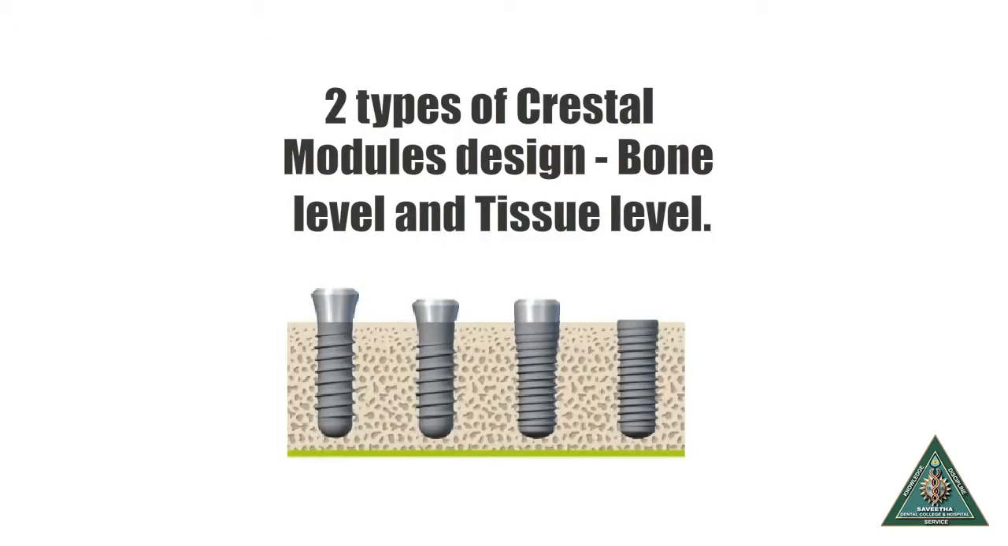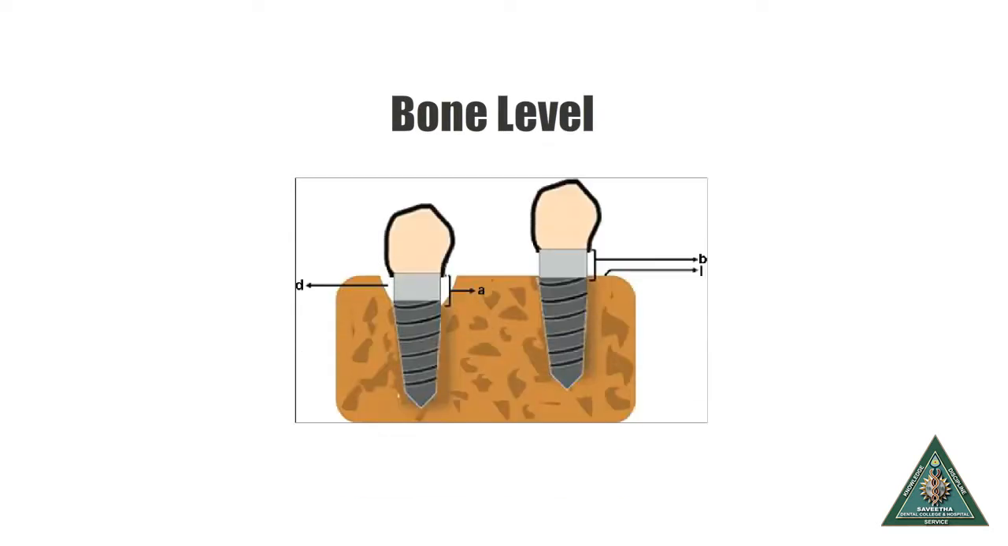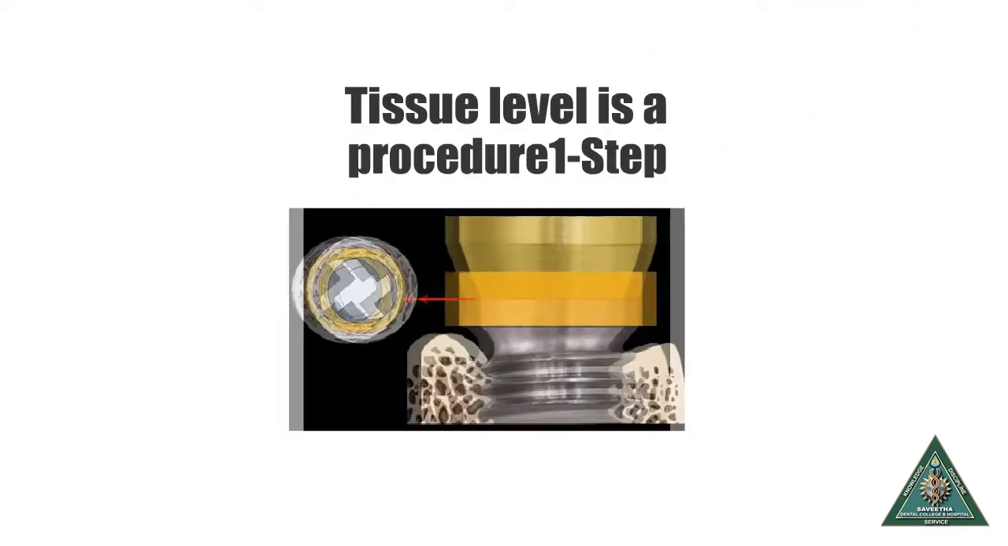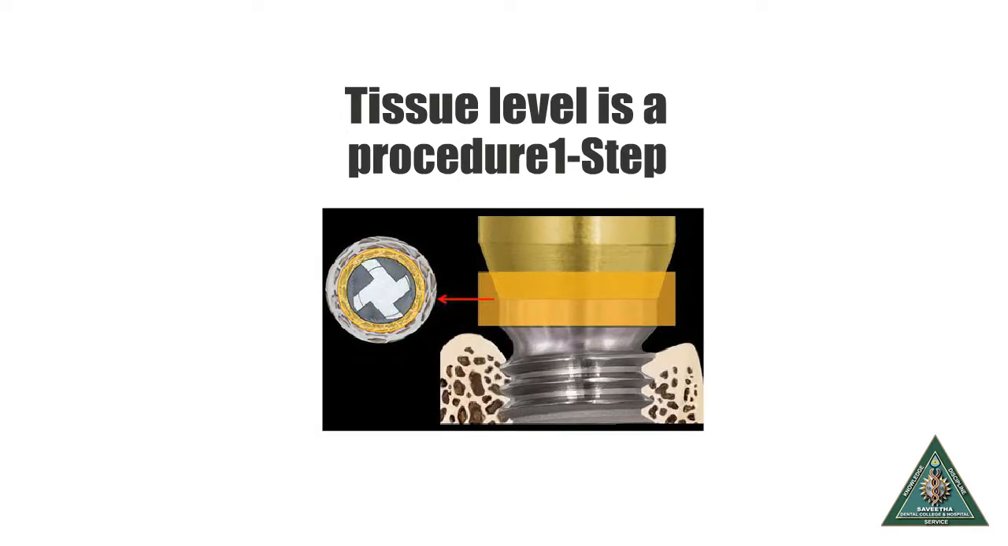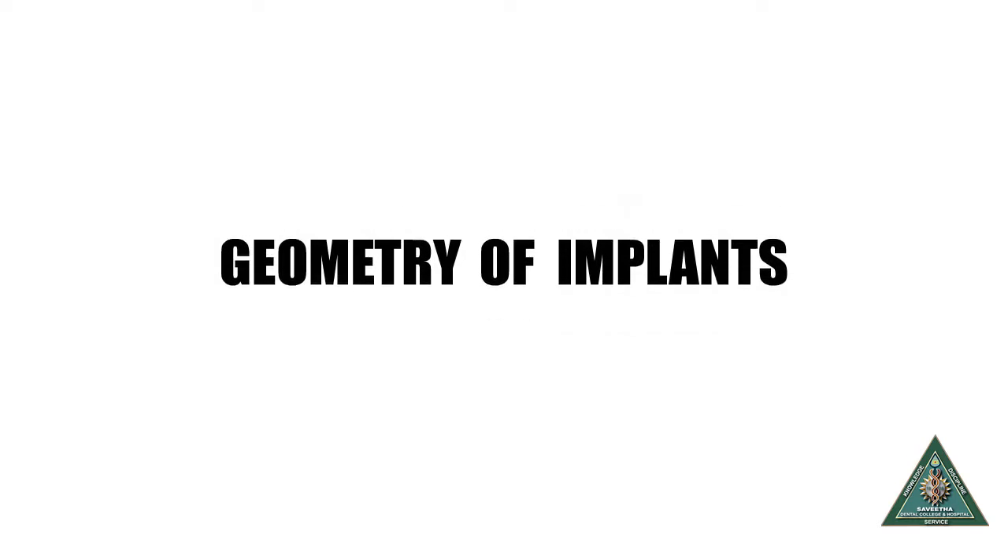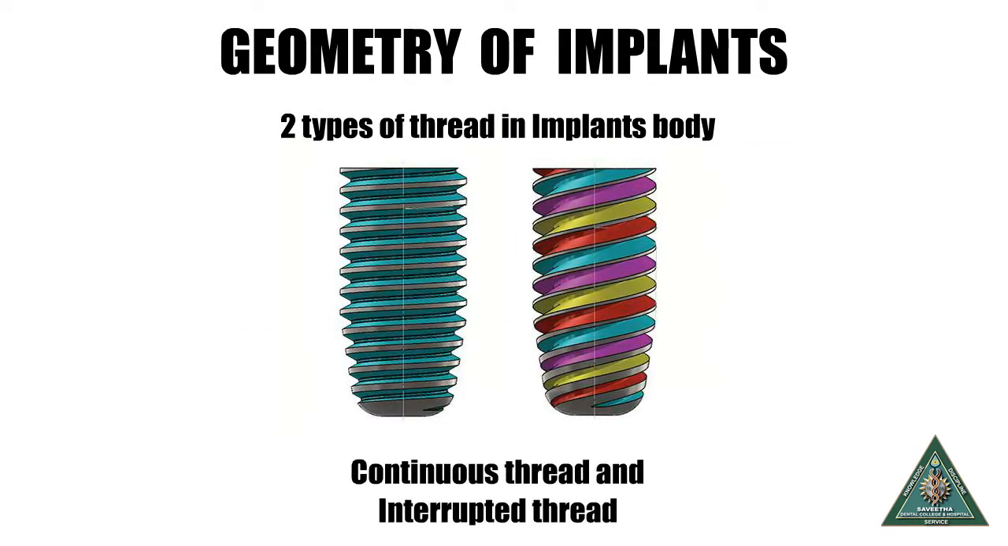Crestal modules are designed in two levels, bone as well as the tissue level. In anterior teeth, bone level is used as it is less visible and more aesthetic. Tissue level implants on the other hand are easier to maintain and require only one surgical procedure, and hence they are used in the posterior teeth. The body of implants have threads which can be continuous or interrupted.